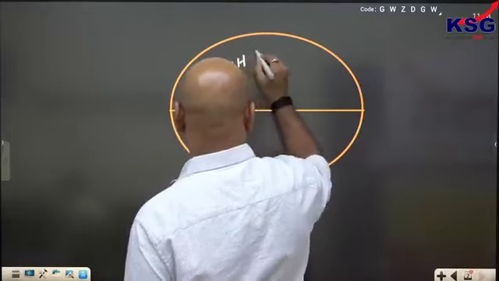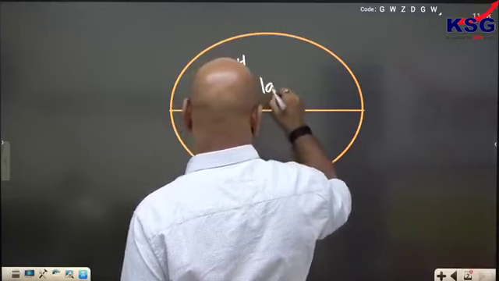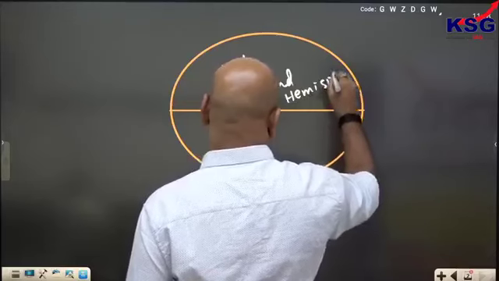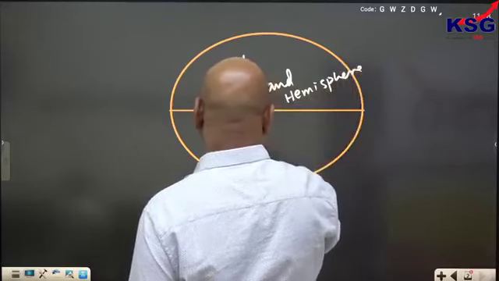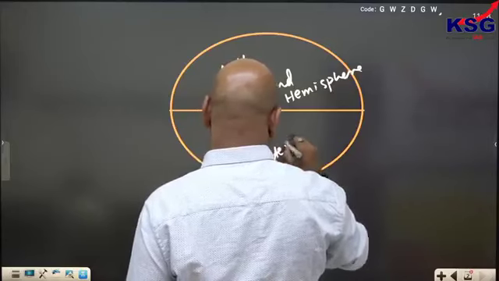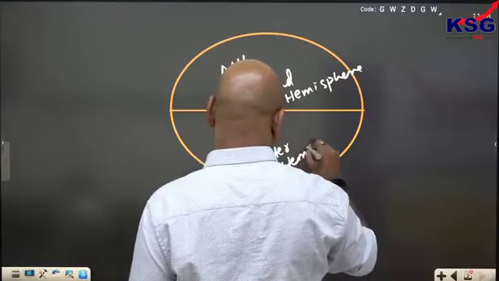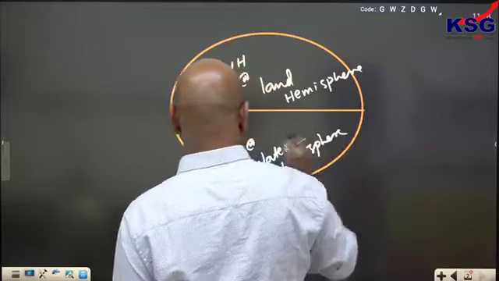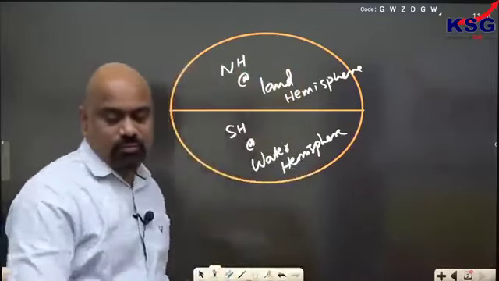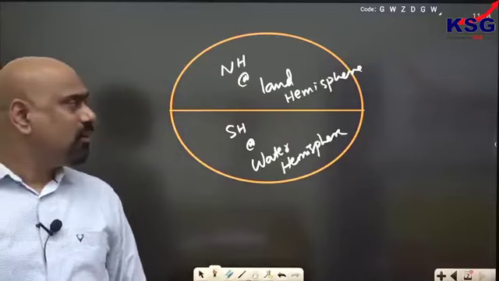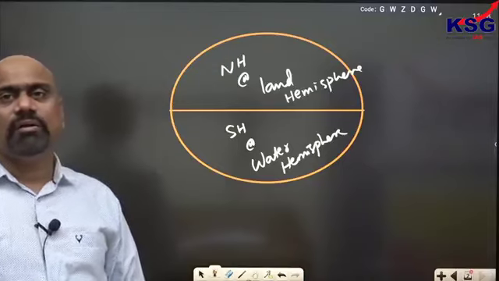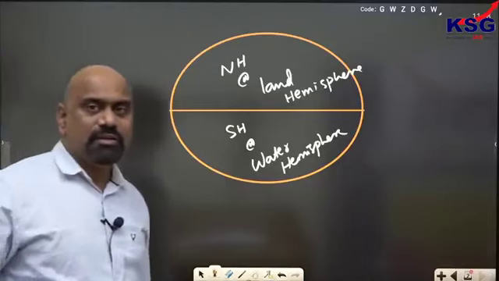Northern hemisphere is the land hemisphere and southern hemisphere is the water hemisphere. I told you there is more continent in the northern part, more ocean in the southern part. There is also antipodal arrangement.